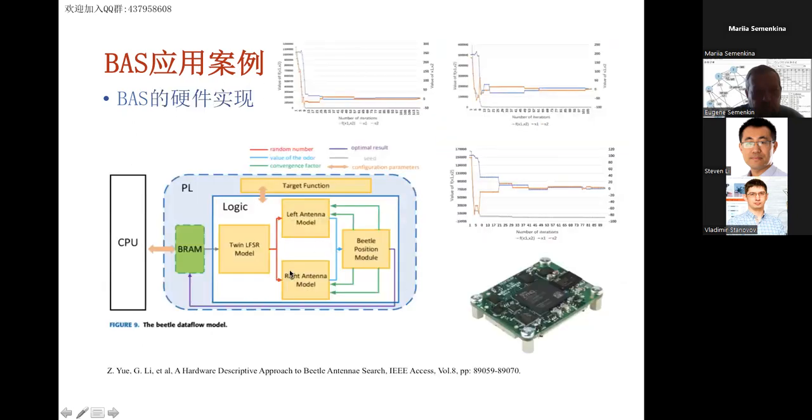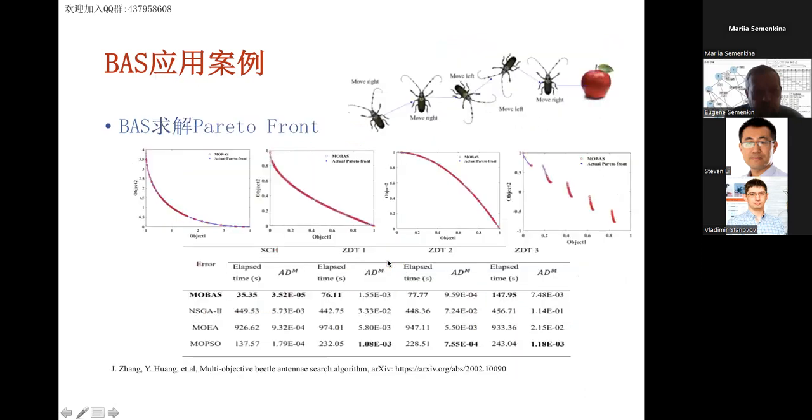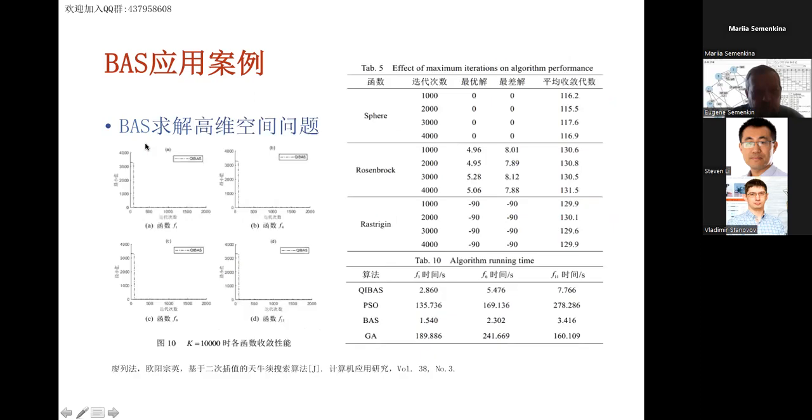As mentioned, some people implemented this algorithm on FPGA so that speed can be even faster. And this is the screenshot from those published papers. And some people also extended Beetle Antennae Search to multi-objective optimization. This is using this algorithm to find the Pareto front. This is using this modified algorithm for very high dimensional optimization problems.